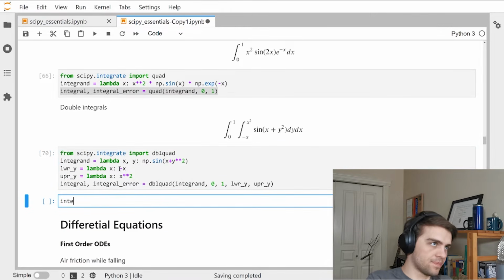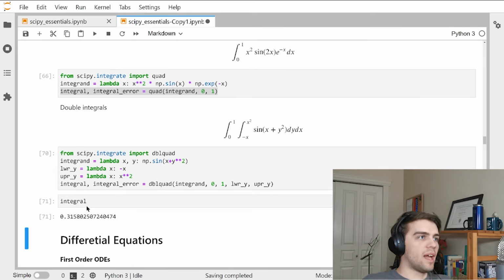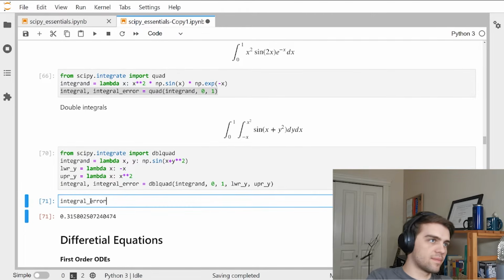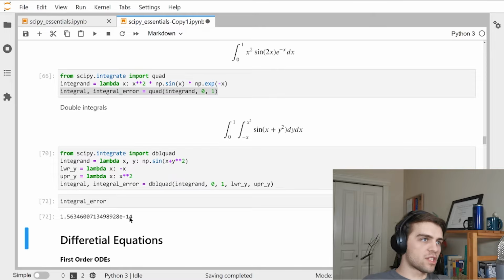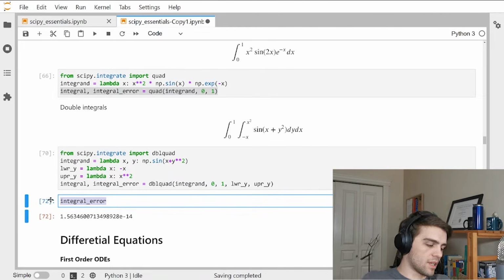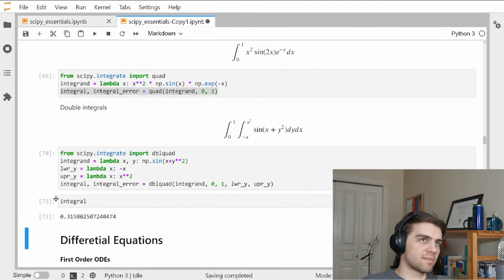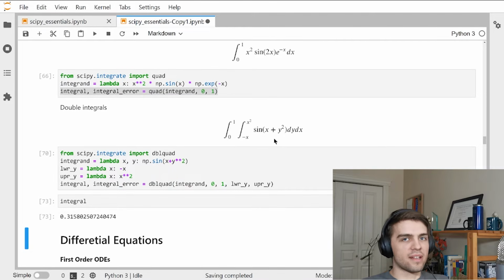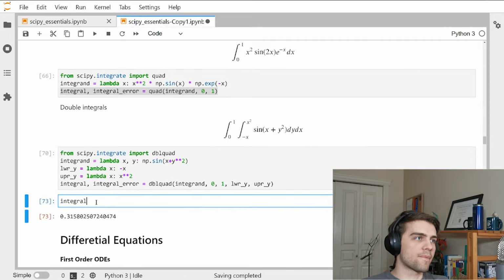And I can find my integral and the integral error. So again, very, very small error here. So it's pretty good. I can do the integral of these functions, and this is one of these functions that I don't know if you could actually do by hand. So very useful to have this library here.